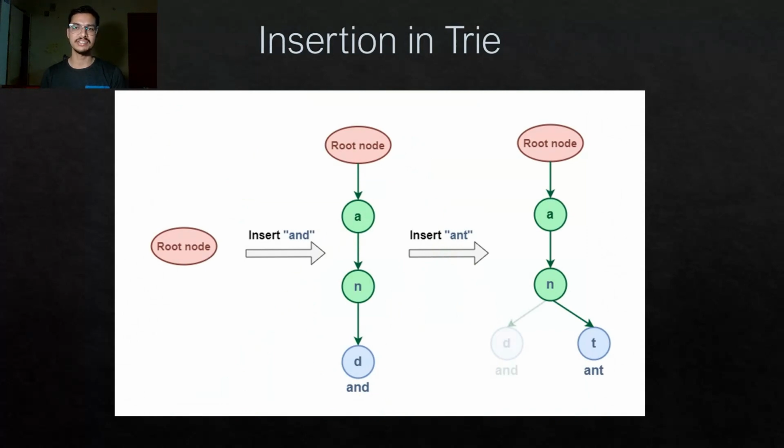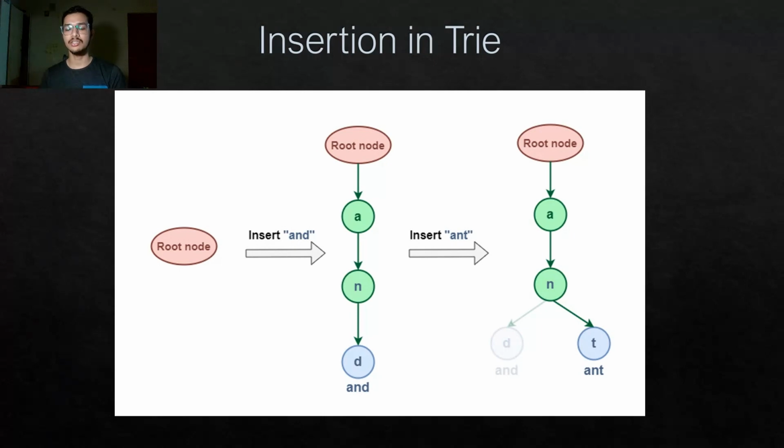Proceeding with how insertion takes place in a trie. To store a word in a trie, we start from the root and traverse the tree, creating new nodes for the characters that are not already present. Let us say we need to store the word "an". We start with the root node and search for A. If A is not present, we make a node and store A in it. After that we search for N, and if N is not present there, we make a node and insert N. Similarly, we do the same for all the words.